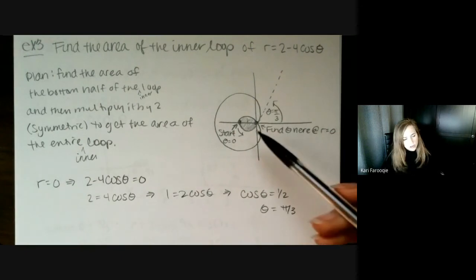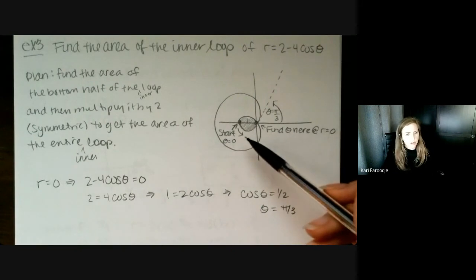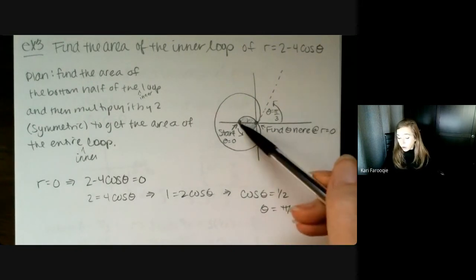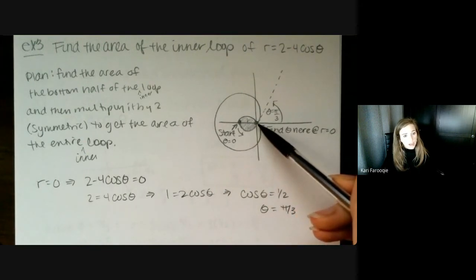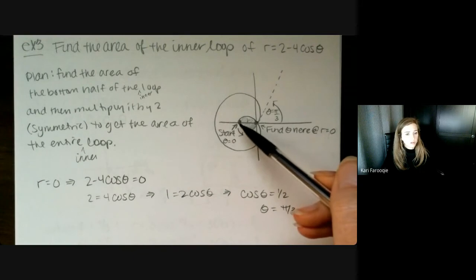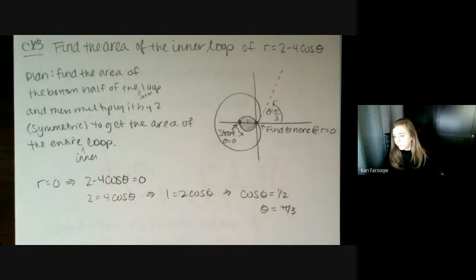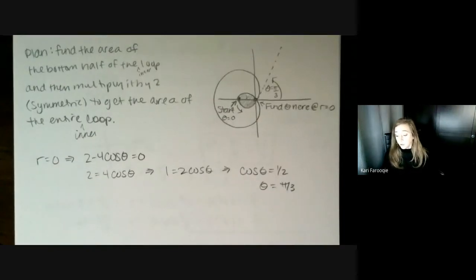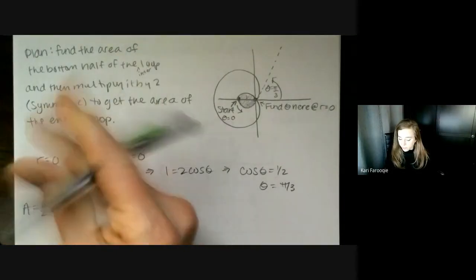So again, I know it's sort of coincidental with what we did in the last example, but I guess pi over 3 is a pretty standard trig function value. We're starting at 0. We're going through to pi over 3, and that's going to get us this first place where r equals 0. Don't worry about the top half of the loop. Make things easy on yourself and just use symmetry and take your area of the bottom half of the inner loop and multiply it by 2. Before I set this up, are there any questions on what we have discussed so far?